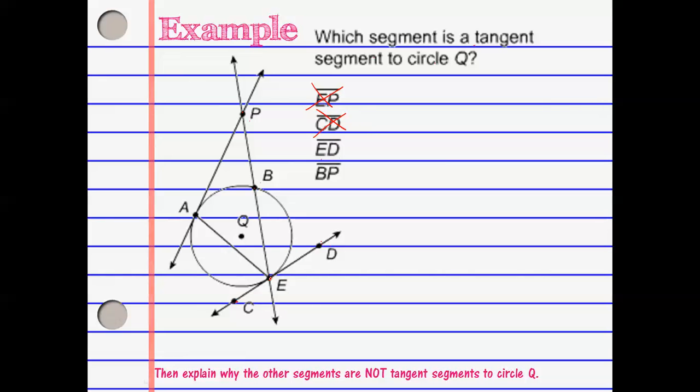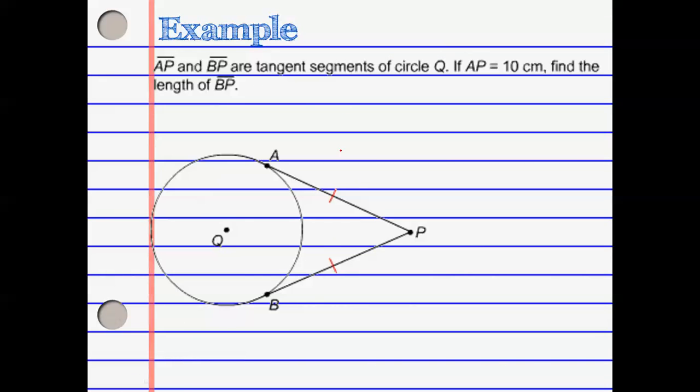Now ED, here if we look at ED, this is a tangent segment, and one of the endpoints, E, is touching the circle at the point of tangency, so that would be your tangent segment. And then here if we look at BP, don't get confused on this one because it looks like B is an endpoint that's touching it at one point, but actually you've got to look at the line. This line that BP is attached to is a secant line, so that would not be a tangent segment. The line has to be tangent.